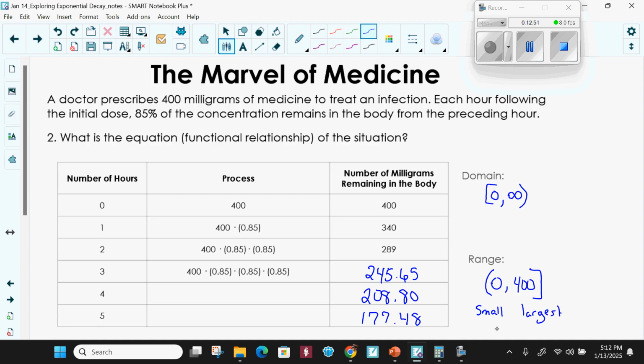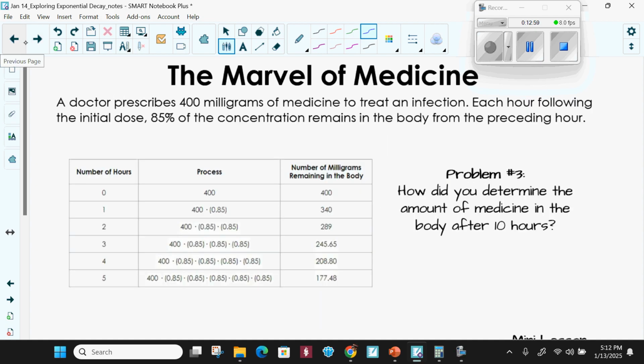Remember, our range goes from smallest to largest when you're looking at the interval. So you go from small to large, so 0 to 400. We'll talk about the 0 in a little bit. Okay, so here's our numbers again.